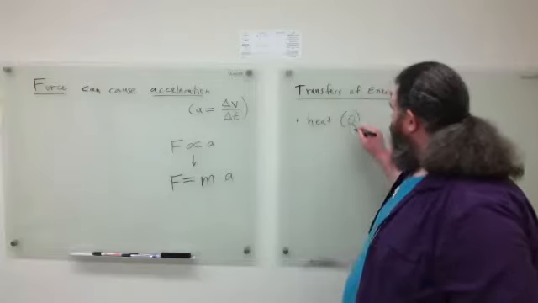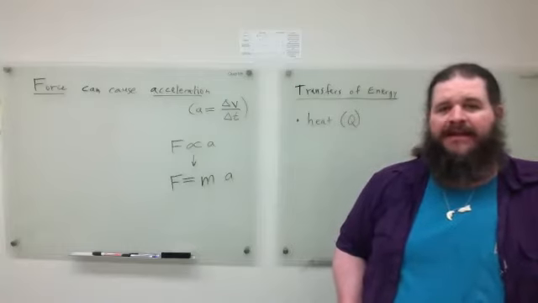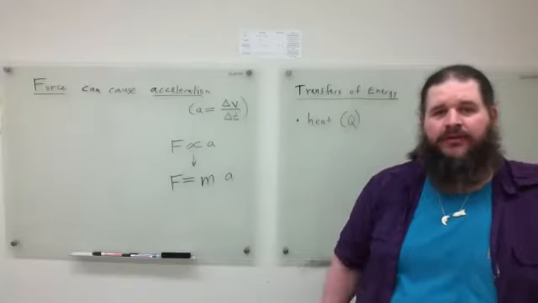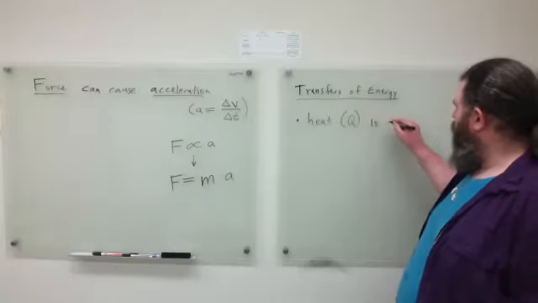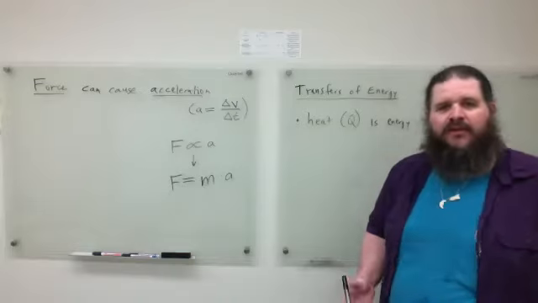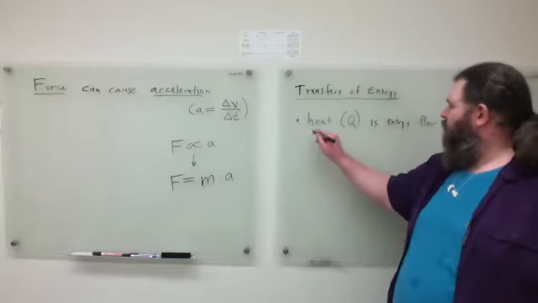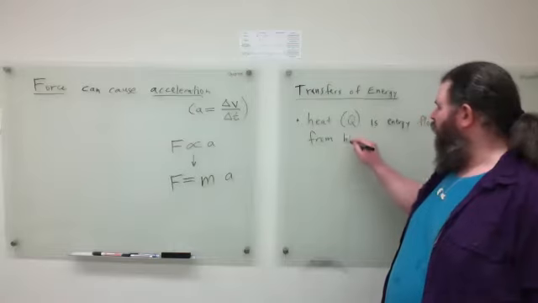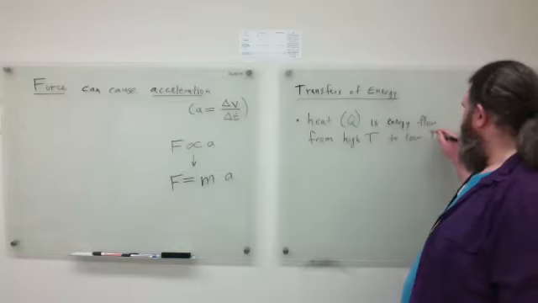Heat, usually written as Q. Heat is a transfer of energy caused by what? What has to be happening to make heat flow? Or what does heat flow from and what does heat flow to? Yeah, there's got to be some difference in temperature. And specifically, heat is going to flow from where to where? Yeah, from the high temperature zone or object towards the low temperature zone or object.